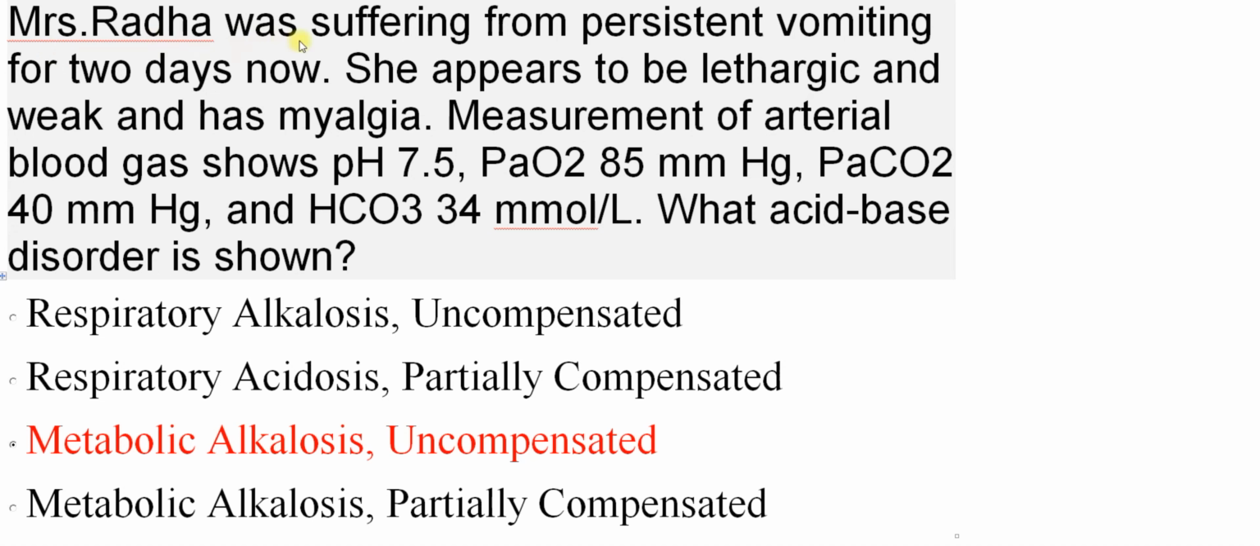Mrs. Radha was suffering from persistent vomiting for 2 days now. She appears to be lethargic and weak and has myalgia. Measurement of arterial blood gas shows pH 7.5, PaO2 85 mmHg, PaCO2 40 mmHg and HCO3 34 mmol per L. What acid-base disorder is shown? Answer is metabolic alkalosis uncompensated.